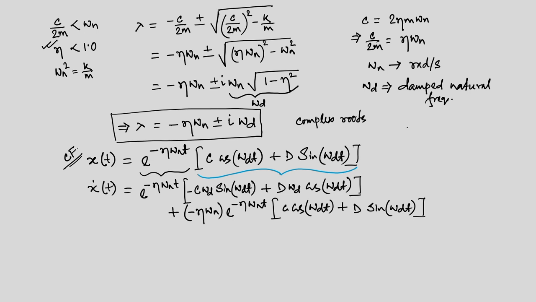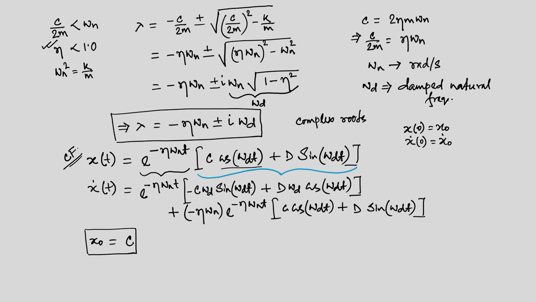So, let us satisfy the initial conditions. So, the first condition, x naught. This exponential of minus eta omega n t for t equal to 0 will be 1. Now, if we come to the third bracketed term, this cosine term will be 1, so we will have C here, plus D times sin omega t, which will obviously come to 0. So, we have the first condition identified. So, this is C equal to x naught.